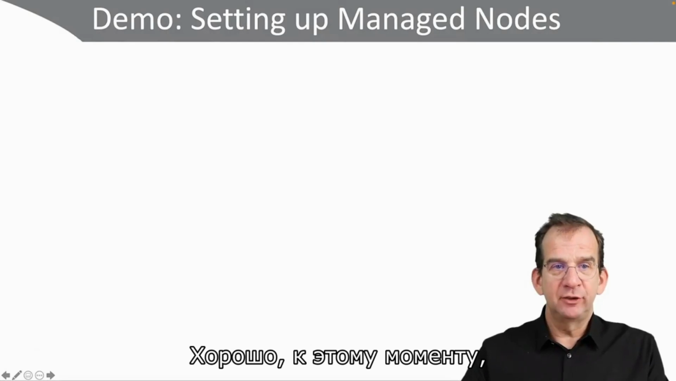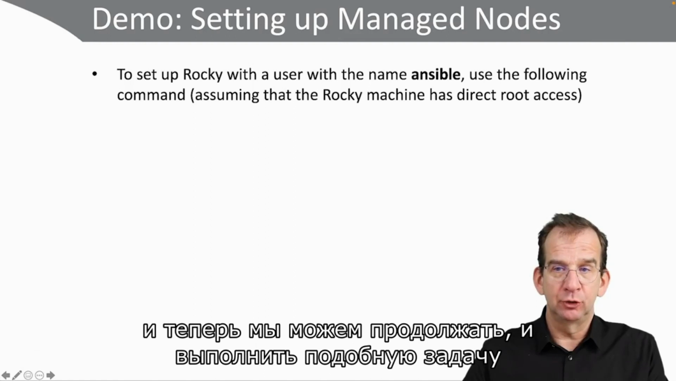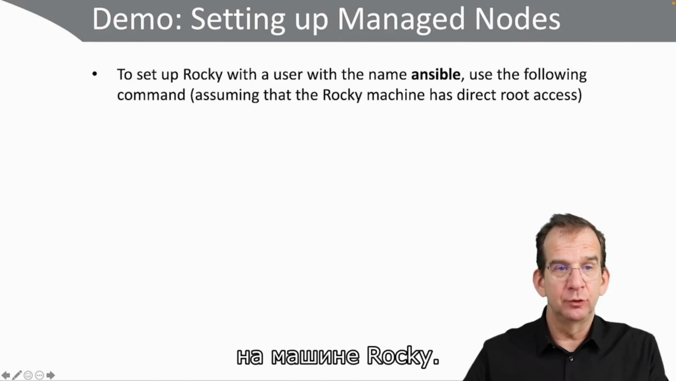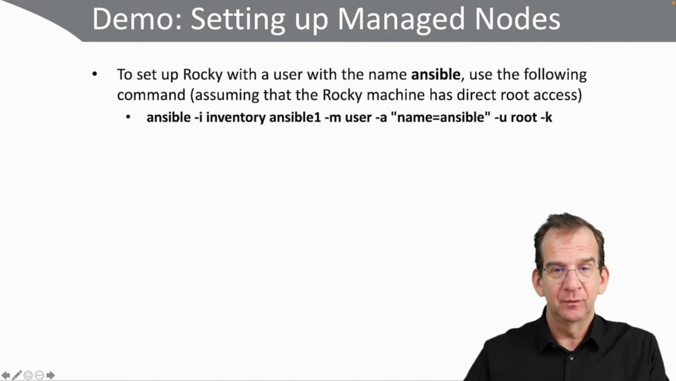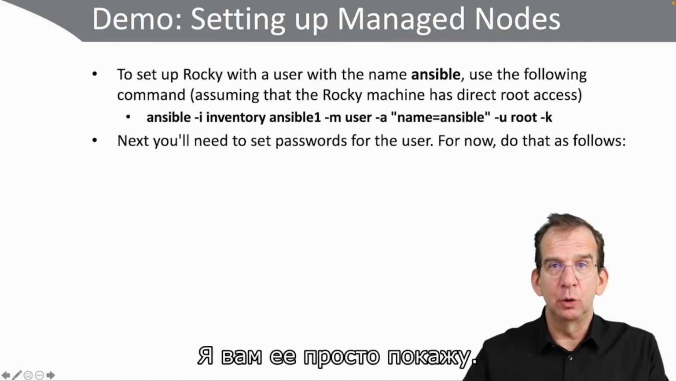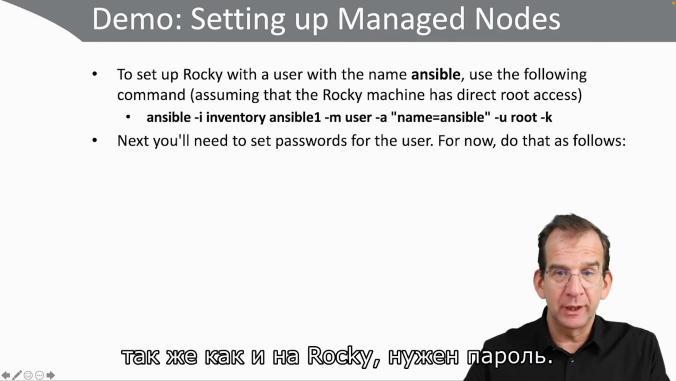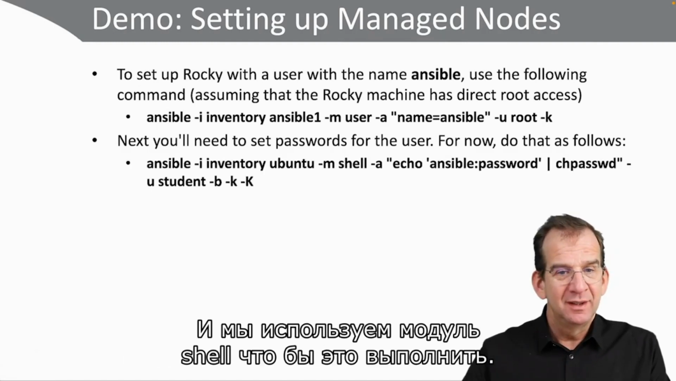All right, at this point, we have initially set up the Ubuntu machine, and we can move forward doing something like that on the Rocky machine. So here we can see the command. I will just show you the command. The important part here is that our users on Ubuntu as well as Rocky need a password. And we are going to use the shell module in order to do so.